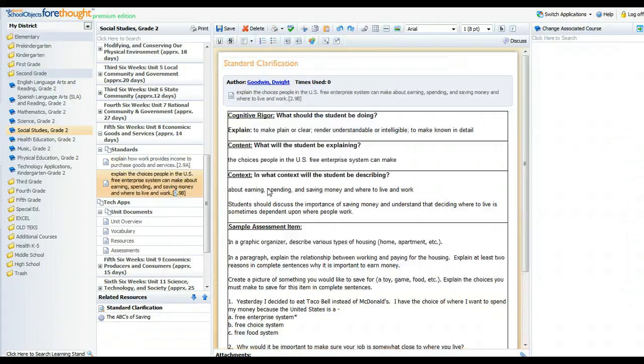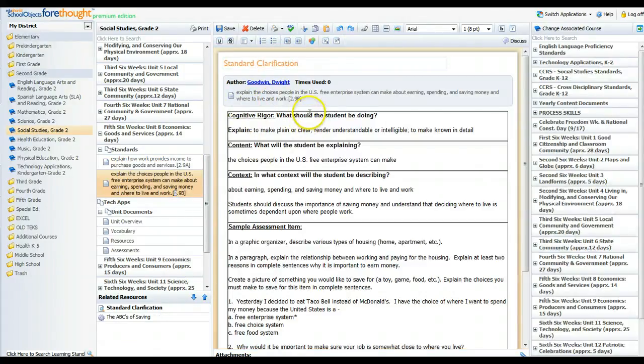Now let's go to 2.9b. They need to explain the choices people in the U.S. free enterprise system can make about earning, spending, and saving money and where to live and work. It is very important that students understand the term free enterprise system. And I have in here in the context, students should discuss the importance of saving money and understand that deciding where to live is sometimes dependent upon where people work.